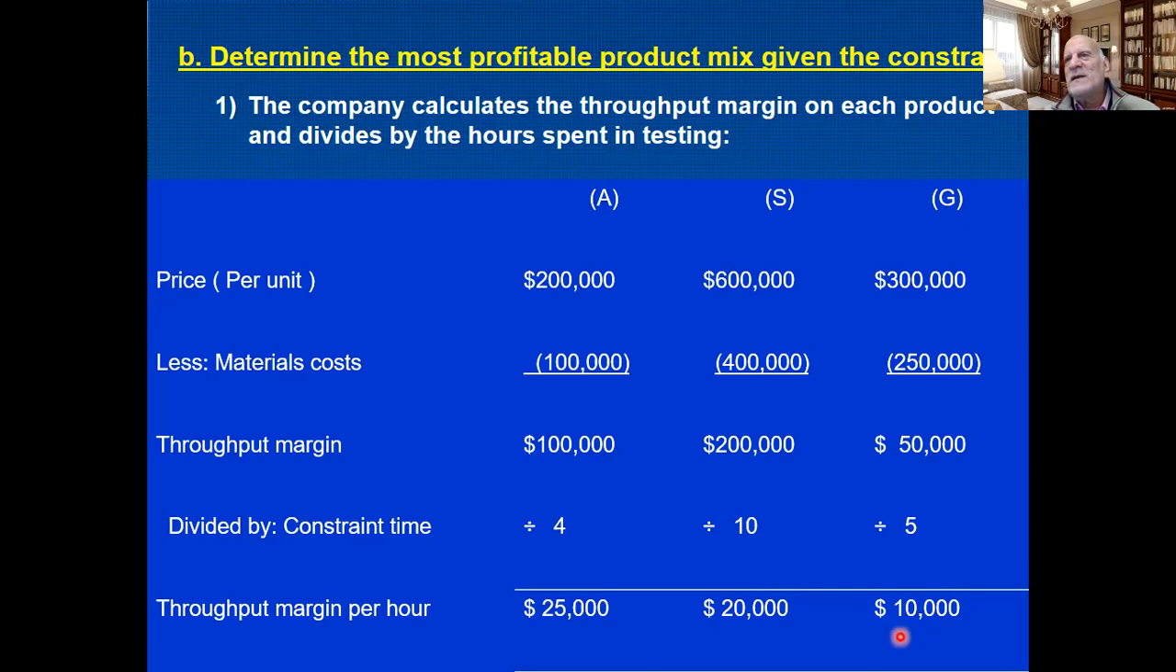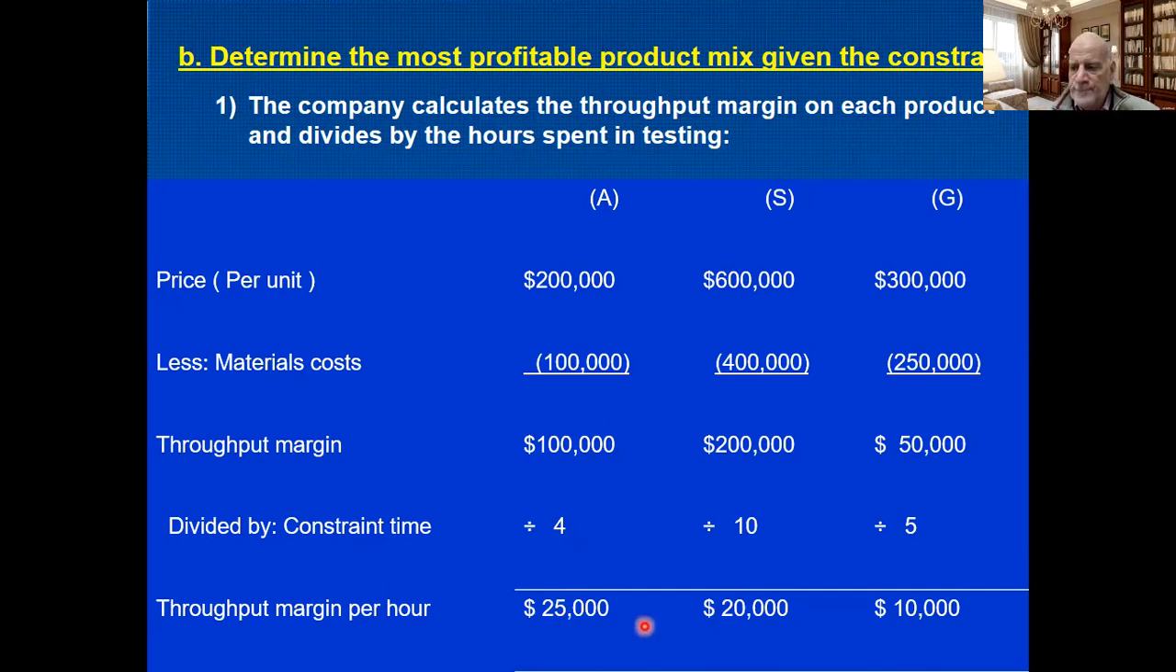So which is more profitable? Which is better, to use the limited hours of testing in producing product A, product S, or product G? It is clear that the use of these hours in producing product A will be the most profitable use.